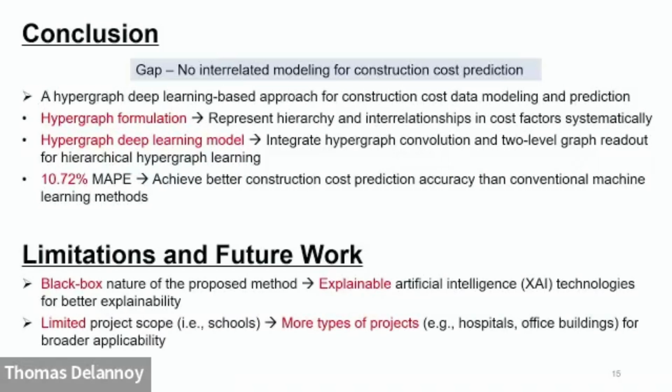However, there are also some limitations. For example, the method has a black box nature, but explainability is important for decision making in construction projects. So in the future, we may explore explainable AI techniques to increase the explainability in our method. Also, this study is limited to a certain project scope, which is school projects. So in the future, we will apply the method to more types of projects for broader applicability.